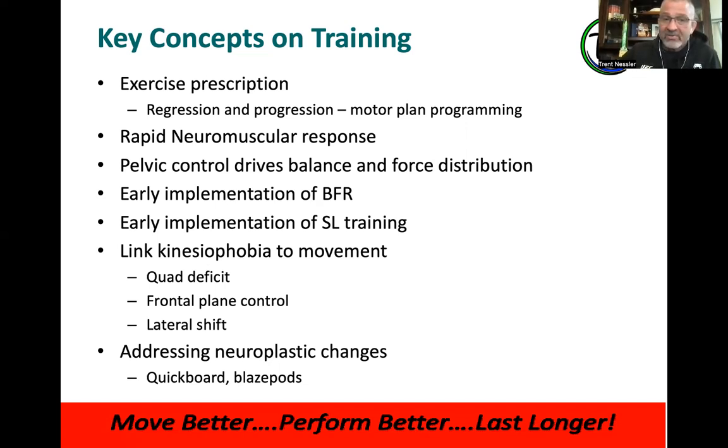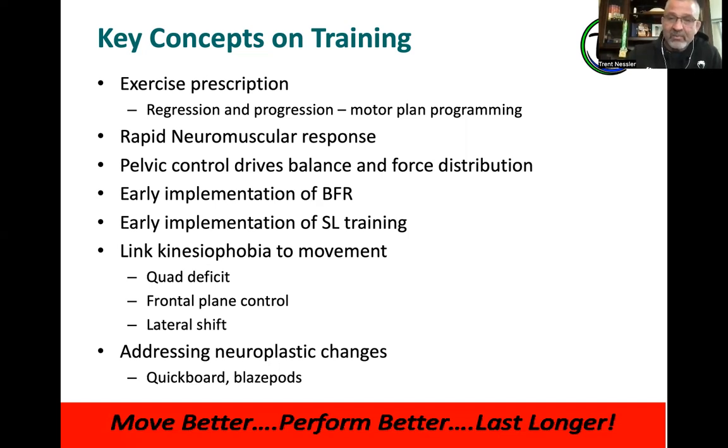Third one is that pelvic control drives balance and force distribution, both with the center of mass displacement. The force vector that is created with the center of mass displacement to the lower limb can greatly impact the knee forces. So having that good pelvic control can truly drive not only balance, but also how the knee loads those forces. So pelvic control is absolutely essential.